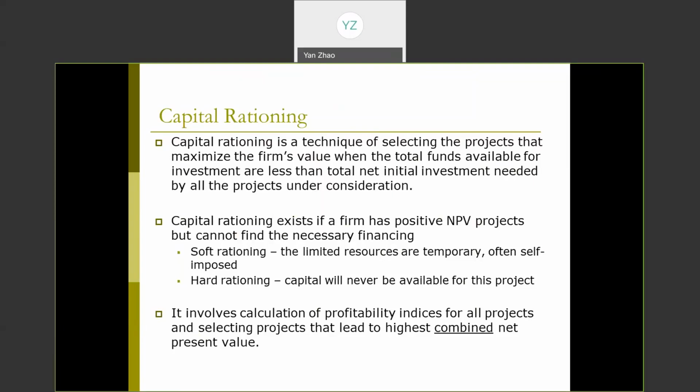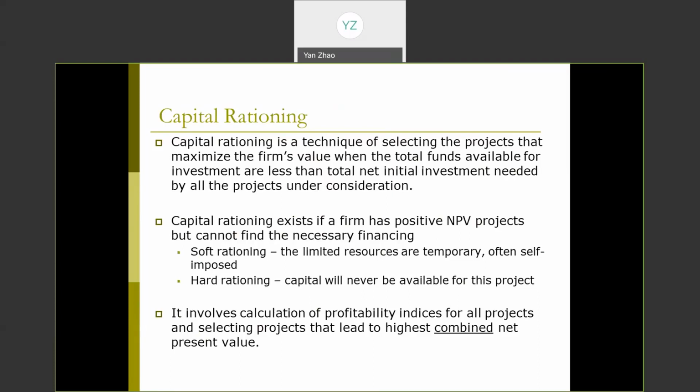There are 2 types of capital rationing. One is called hard rationing. The hard rationing rule means you will never be able to get enough money to do all the projects you want. There's no way you can get enough money. Like in our previous example, you need $400 to do both projects, but your bank account only has $300. So we can't do both of them. That is hard rationing.